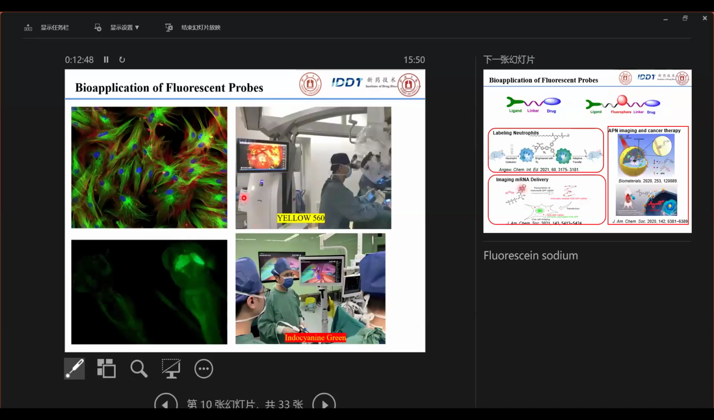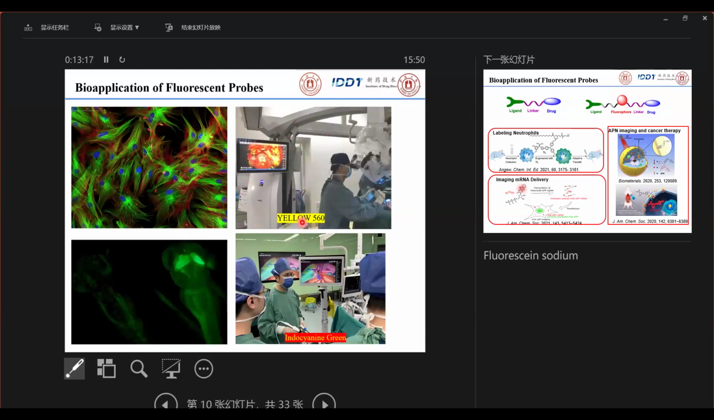Here are some examples of using fluorescent probes. For example, the first is in cells. We use fluorescent probes for imaging in cells. Here there are different colors, from blue and green to even red. And these two pictures show fluorophores used in a real hospital on real patients.